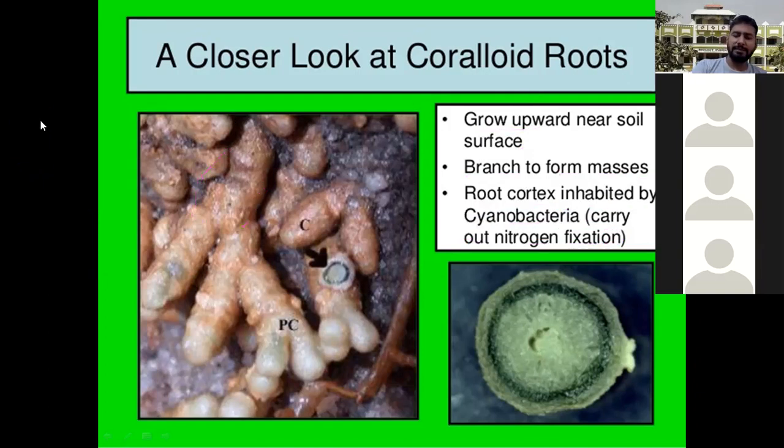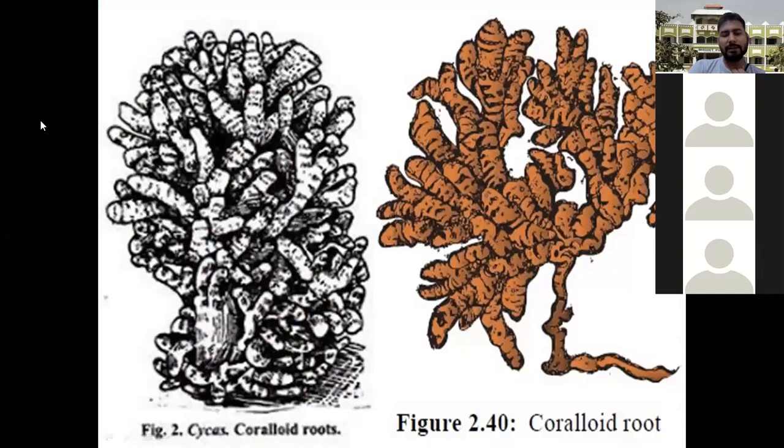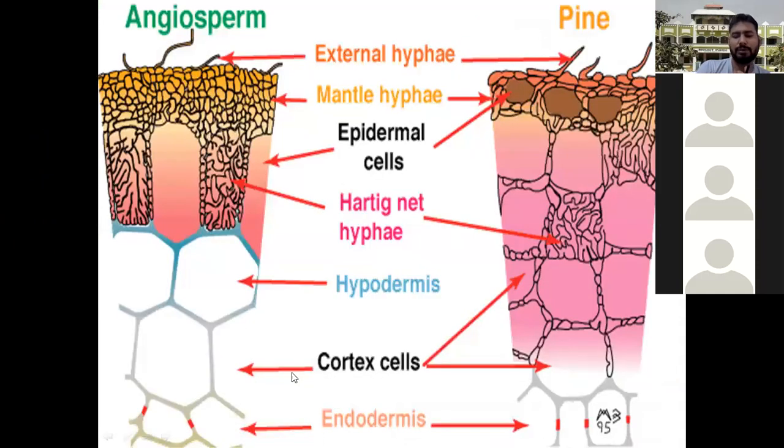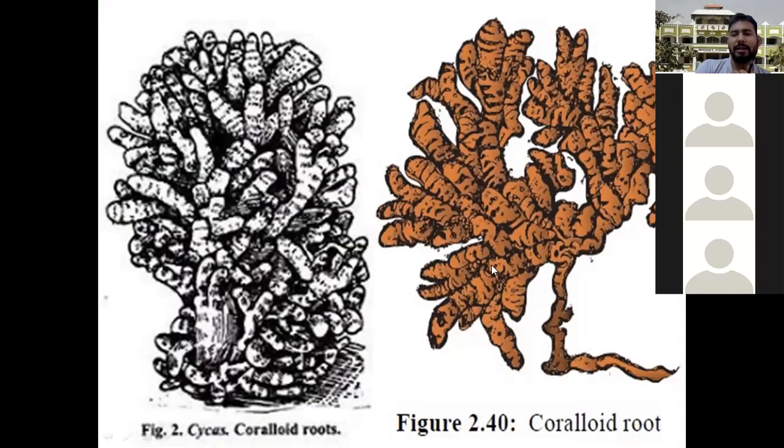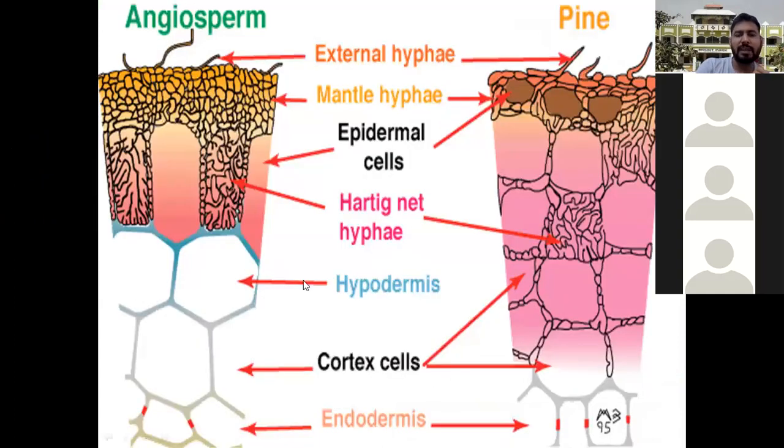Next, let's look at the Cycas coralloid root. Cycas, it is looking like coral. So this is the coralloid root. Is it fine? Is it okay? Yes, sir. Very good.